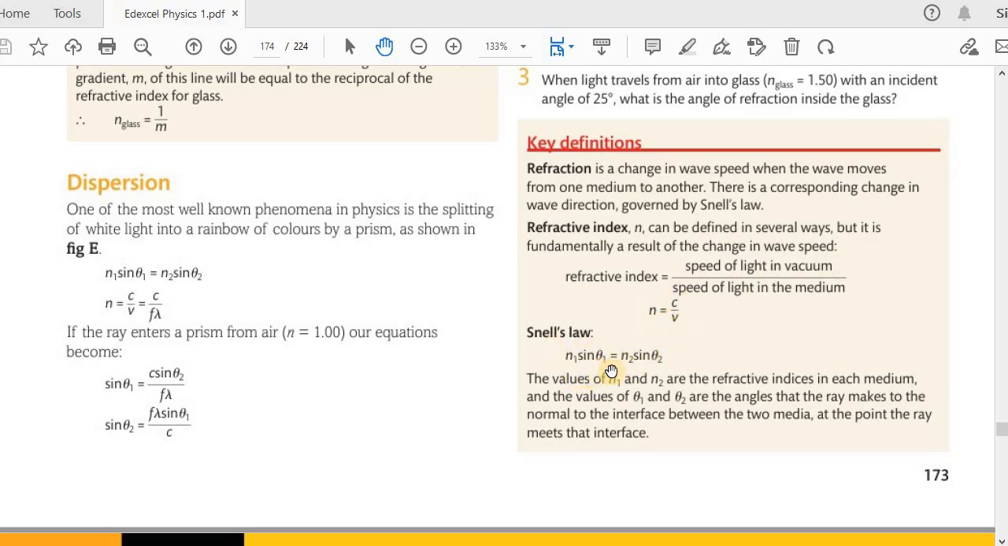Snell's law, n1 sin theta1 equals n2 sin theta2. The values of n1 and n2 are the refractive indices in each medium, and the values of theta1 and theta2 are the angles that the ray makes to the normal, to the interface between the two media. So the angle is between the normal and the ray. So we have the angle of incidence and the angle of refraction, theta1 and theta2, at the point the ray meets that interface. Okay, so that's the end of that lesson.